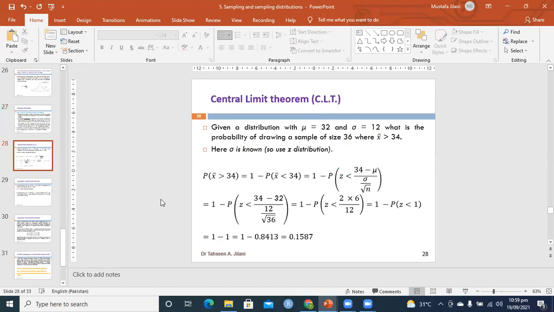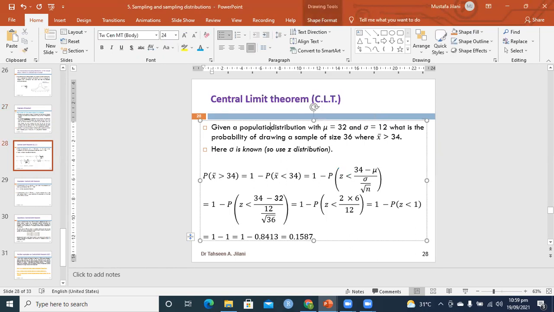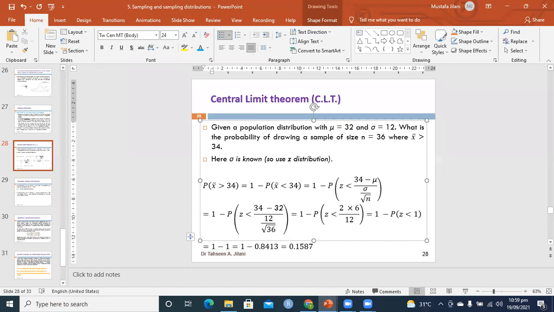Okay, now the last thing is to solve one or two questions and then finish. Given a distribution, suppose you are given data from a population distribution with mu equal to 32. That means the whole population's average is 32 and the whole population's standard deviation is 12. What is the probability of drawing a sample of size n equal to 36, where x bar must be greater than 34? We want to find the probability of x bar greater than 34.